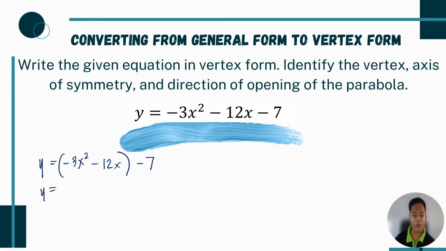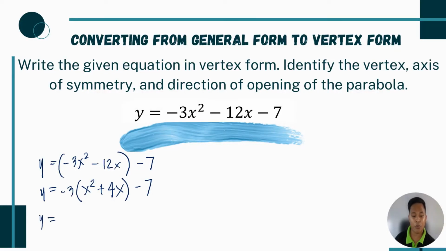We're going to write the value of a before the parentheses. So, magiging x squared na lang po ito. Then, 12x divided by negative 3 is negative 4x. Then, since ito ay minus, magiging plus 4x po siya. Minus 7.